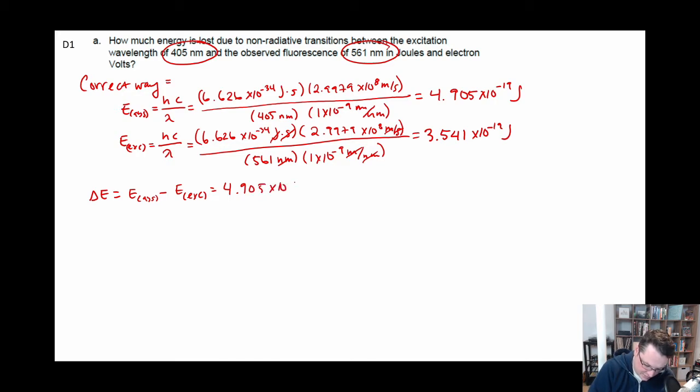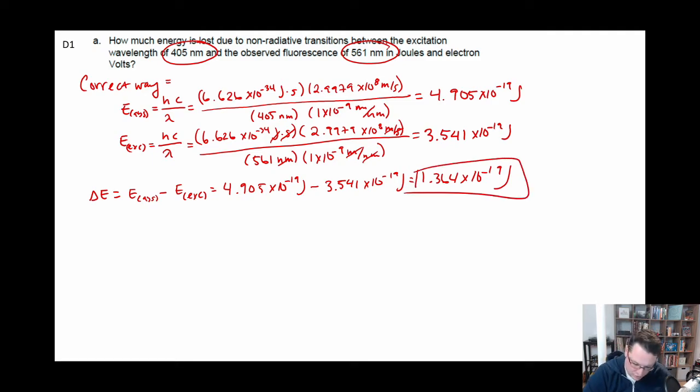So that will be 4.905 times 10 to the negative 19 joules minus 3.541 times 10 to the negative 19 joules, which comes out to 1.364 times 10 to the negative 19 joules, right? I just have it one less sig fig in the answer key. So that's the value that you have right here, in joules.